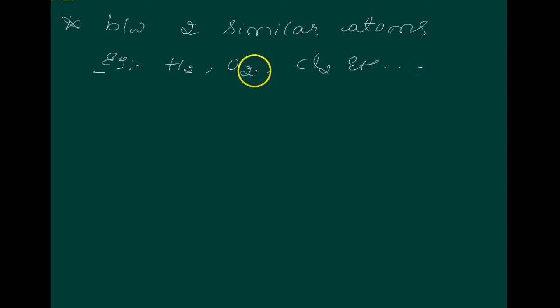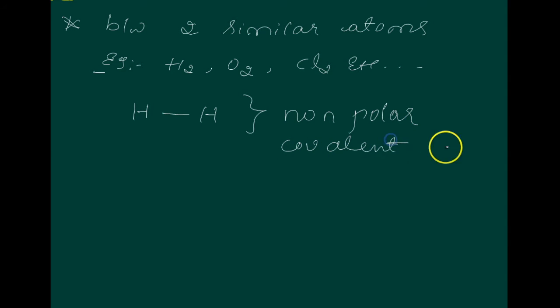Here, in H2, the shared pair of electrons is equally attracted by the two hydrogens because they are two similar atoms. As a result, the electron pair is situated exactly between the two identical nuclei. The bond formed is known as a non-polar covalent bond.